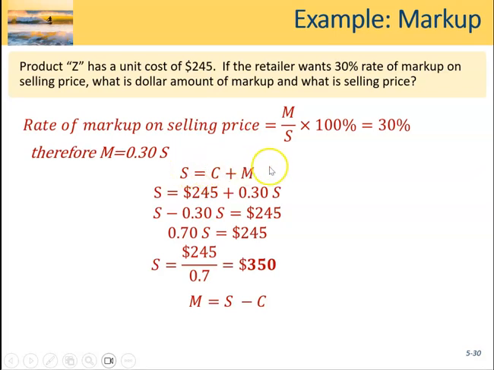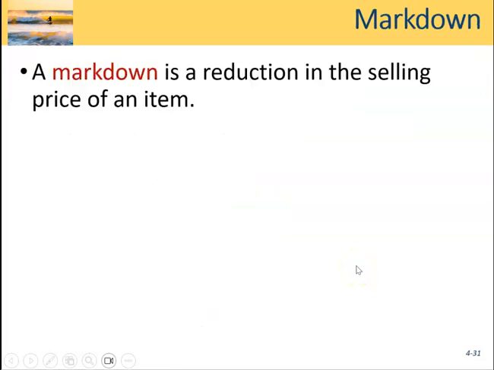It's the same as this equation here, only we've changed it and put the C on the other side. And the way we move the C over to the other side is by subtracting C from both sides. So therefore we have M, the markup, equals selling minus cost. Okay? So therefore we have a selling price of $350, which we solved here, minus cost of $245 gives us a markup of $105.